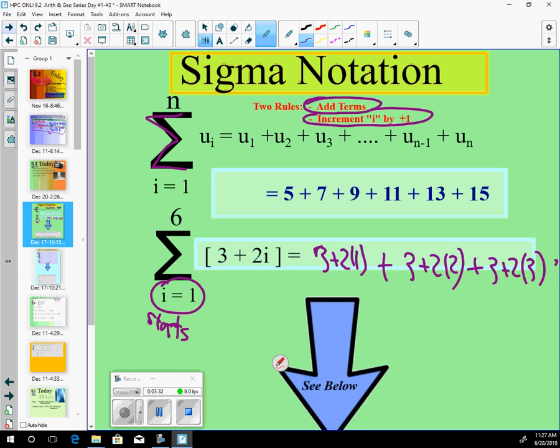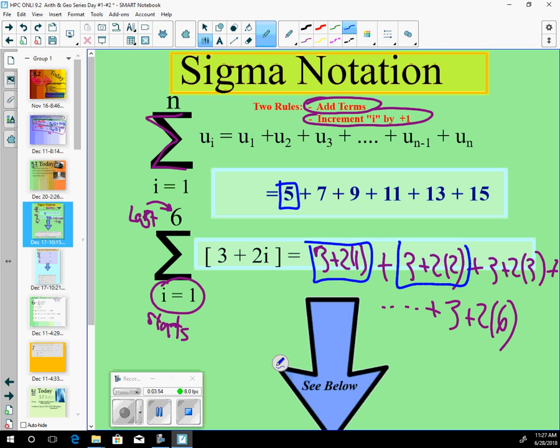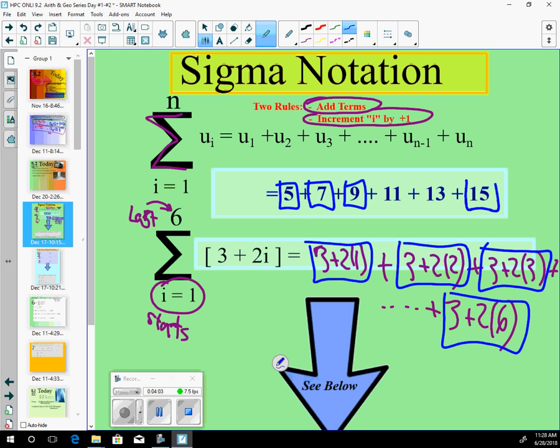Well, we're going to keep doing that until we get to the last of these, which is n equals 6. 3 plus 2 times 6. So if you look at these that I've already written here, 3 plus 2 is 5. 3 plus 4 is 7. 3 plus 6 is 9. And then our last one will be 3 plus 12, which is 15.